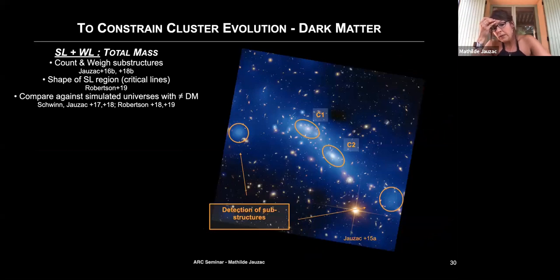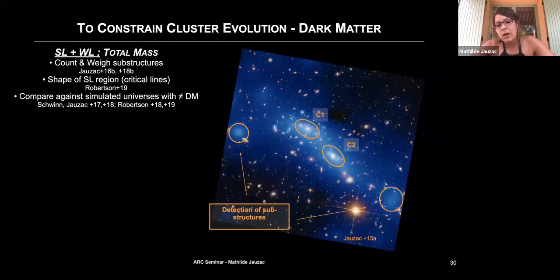So now I'm going to talk about cluster evolution. Most of what I've been talking about is lensing, a combination of strong and weak lensing, in order to map the entire mass distribution of your cluster. What you see on the right-hand side is an HST image of one of the Frontier Fields clusters, and the blue haze is the dark matter distribution. This is what you get from a strong plus weak lensing mass modeling.